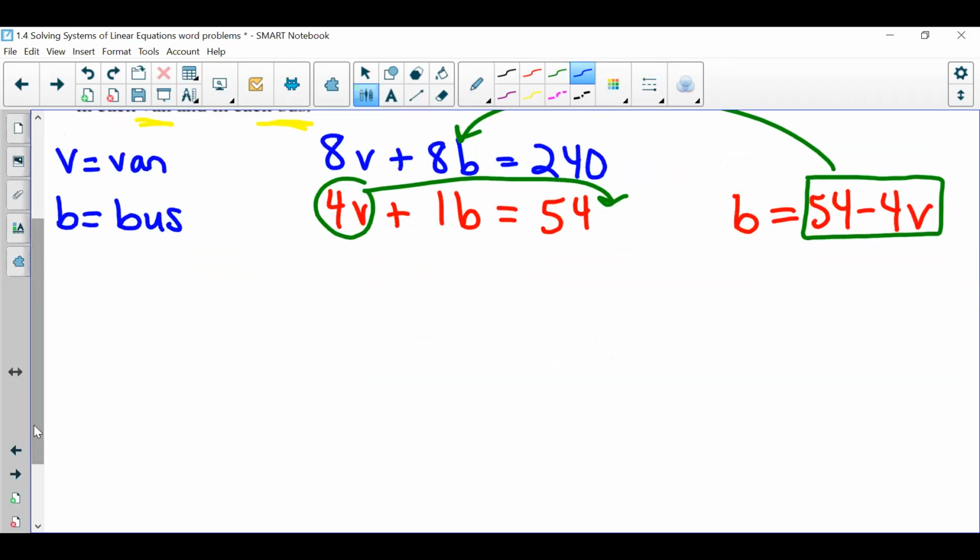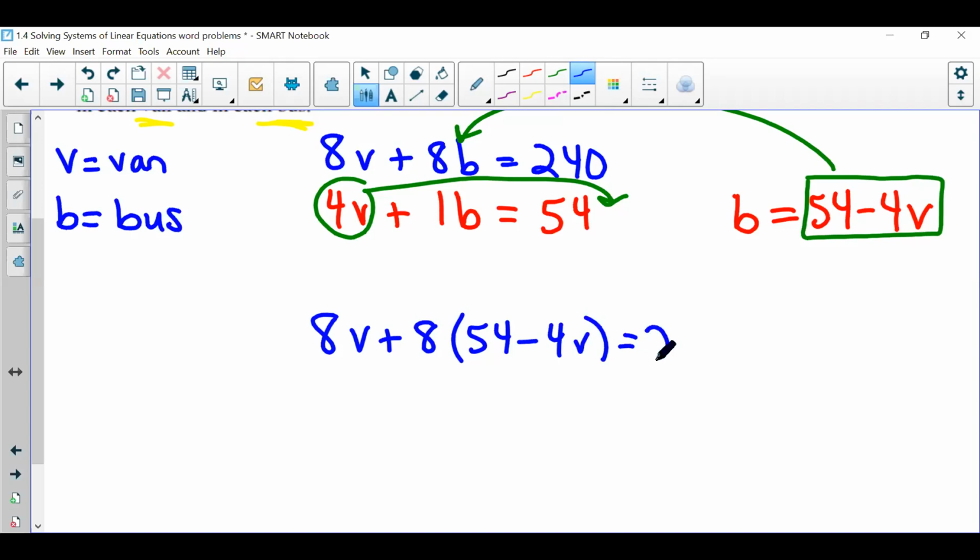So you'll put 54 take away 4V in for B, and then you're gonna do brackets first. So you do 8 times 54, which is 432. And then you'll do 8 times negative 4V. What's 8 times negative 4? It would be negative 32.